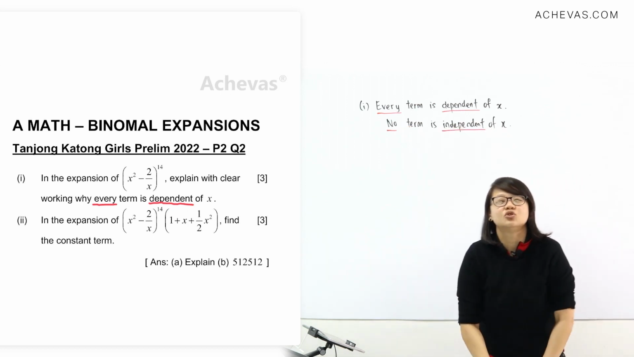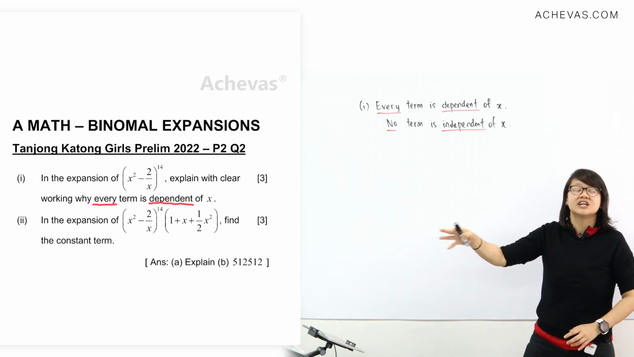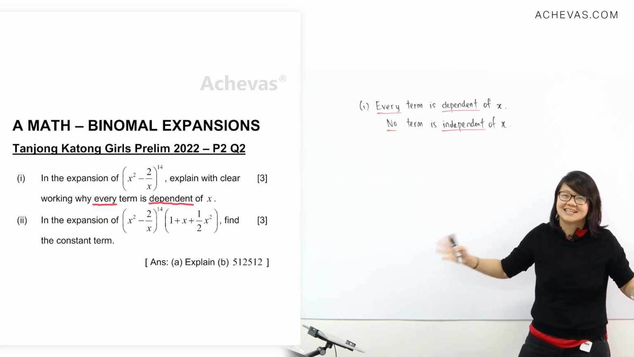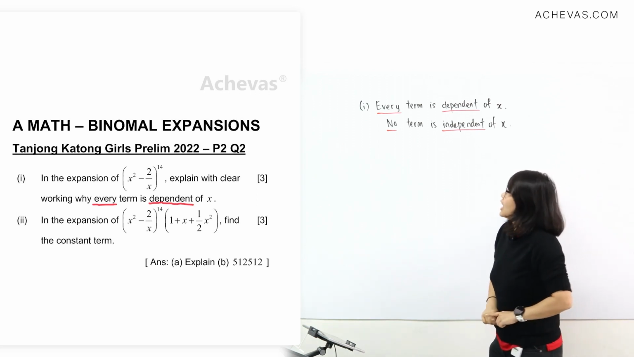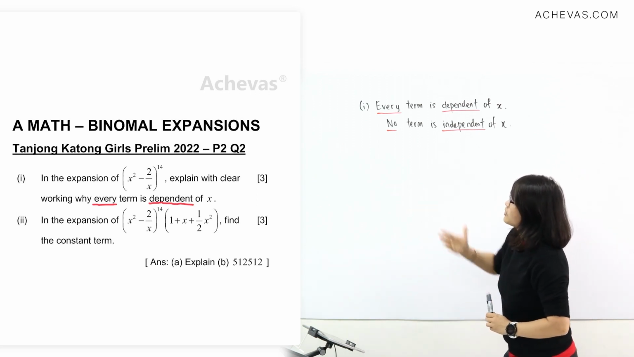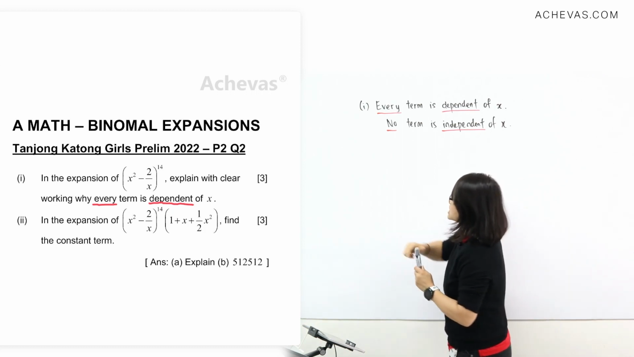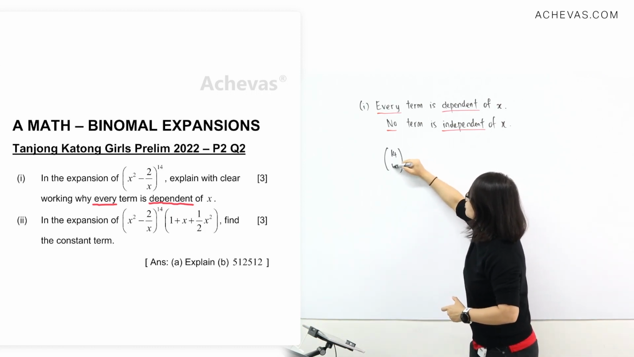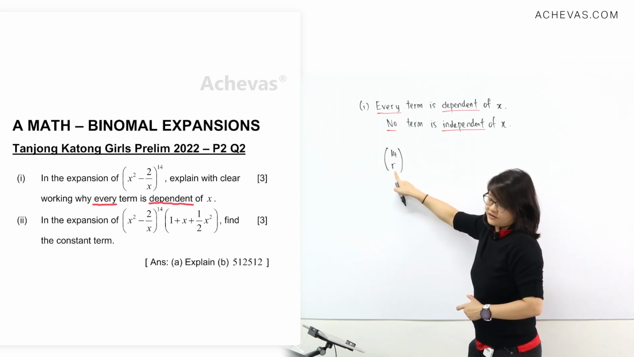If it's still unclear to you, let's think of "every student is a girl," meaning there will be no student who is a boy. It's the same meaning. So now, let's focus on the question. We're going to write a general term for that expansion. So that's going to be power 14, and I'm going to write variable r here.